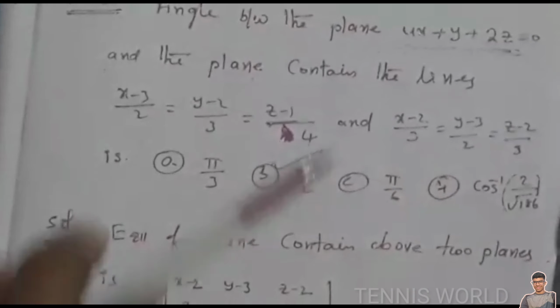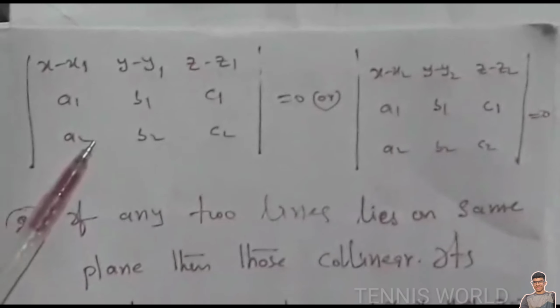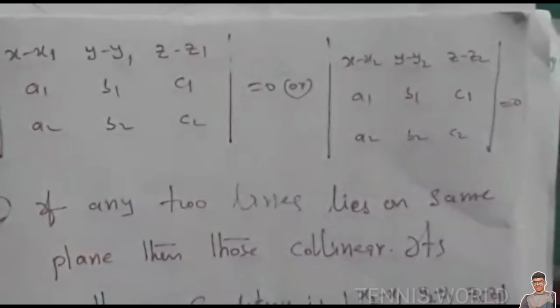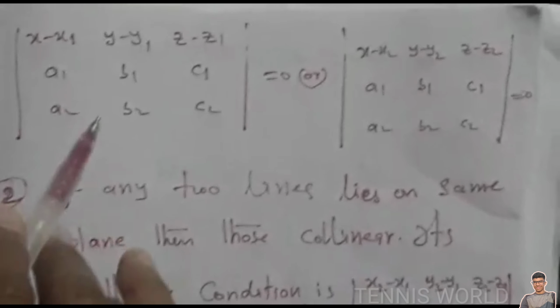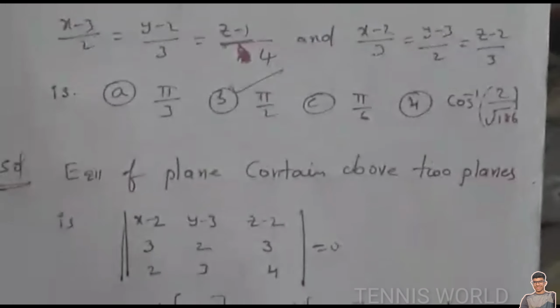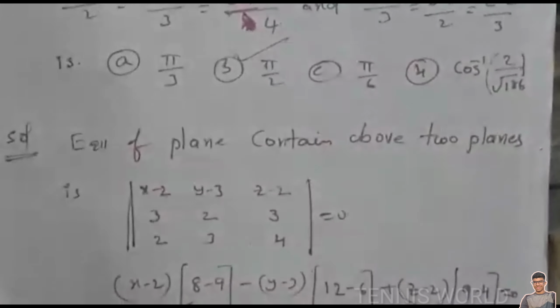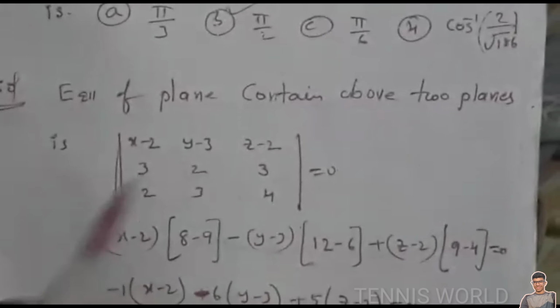Already I explained this formula here. This is the formula to find the equation of the plane which contains the given 2 lines. So use either this formula or this formula, your wish. With the help of this formula, I am going to find the second plane equation, the equation of the plane which contains the above given 2 lines. So with the help of this formula, I got this step.